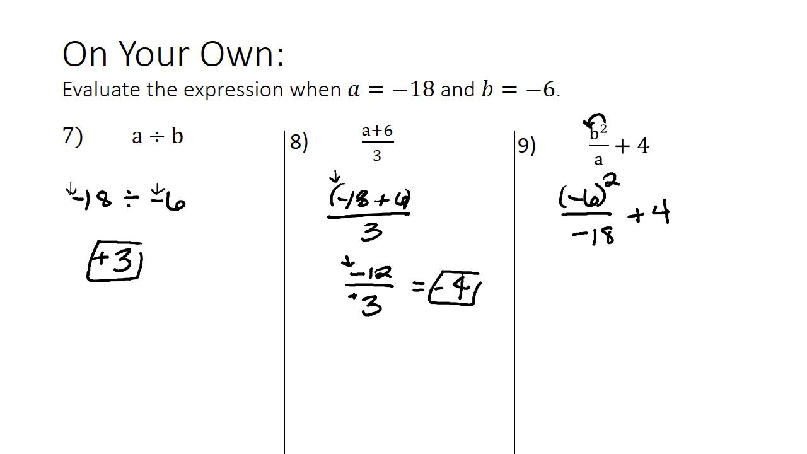So again, using order of operations, we have negative 6 squared, which gives us negative 6 times negative 6, which is positive 36. So 36 all over negative 18, plus 4. 36 divided by 18, order of operations, division comes next. So 36 divided by 18 is going to be 2. It's a positive divided by a negative, which means our answer is going to be negative. So negative 2 plus 4. And as we look at this, they are integers of different signs. So we can say this is just like 4 minus 2. So our answer is going to be positive 2.